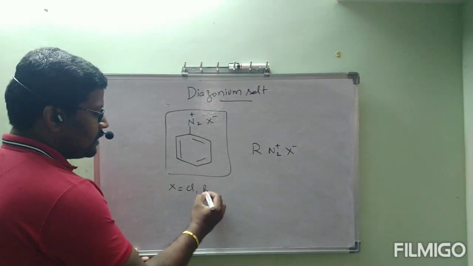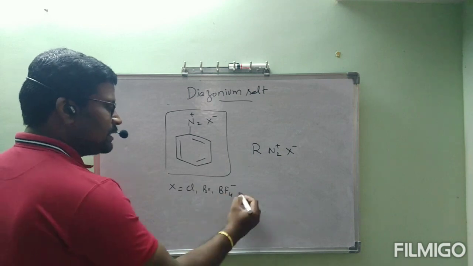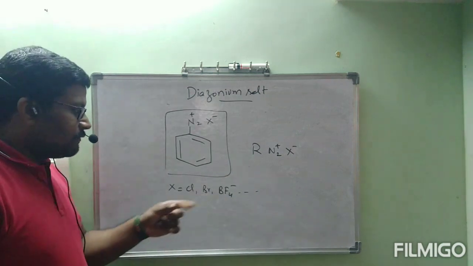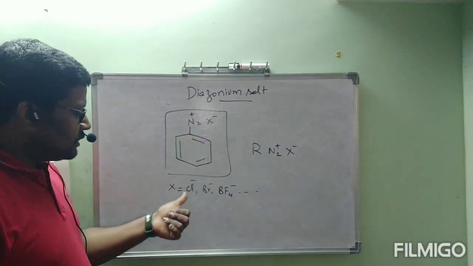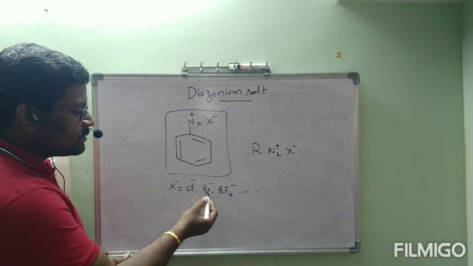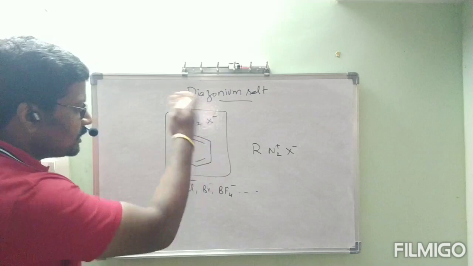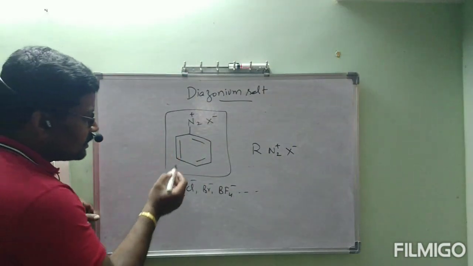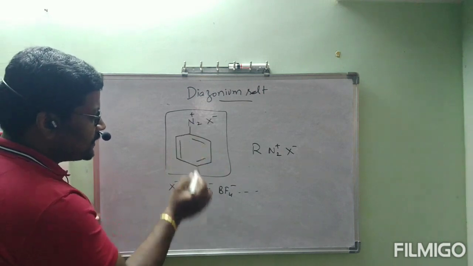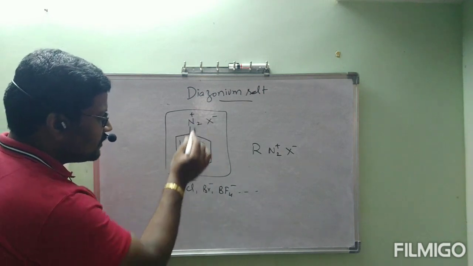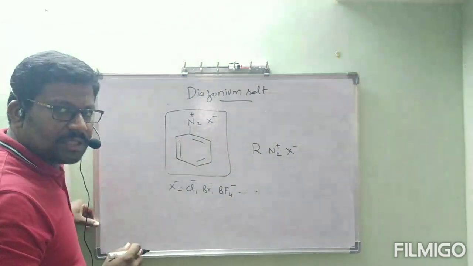Br, BF4 minus, and so on. X is anything containing a negative charge: X minus is Cl minus, Br minus, BF4 minus, like that. So these are the types: C6H5N2 plus Cl minus, C6H5N2 plus Br minus, C6H5N2 plus BF4 minus. Like that we have various different types of diazonium salts.